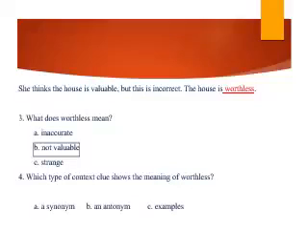Now question number 4. Which type of context clue shows the meaning of worthless? See the context. Do you see a synonym to worthless? Or do you see an antonym to worthless? Or do you see examples of things that are worthless? The answer is B, an antonym. The antonym of worthless is valuable.